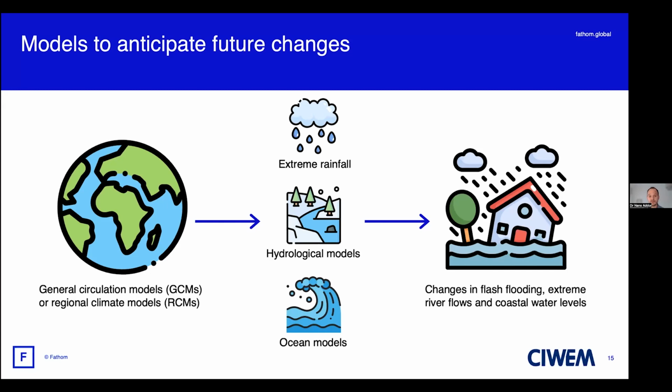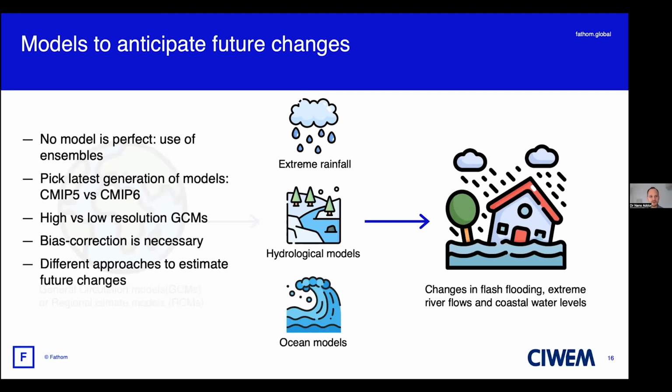These models can be used in different ways. We can extract changes in extreme rainfall simulated by these models, and then look at the changes in flash flooding. Or we can extract other variables than rainfall, for instance, temperature and radiation, and use these projections to run hydrological models and simulate changes in peak flow all the way from the catchment scale to global scale. Another option is to couple a climate model to an ocean model and to look at coastal water levels.